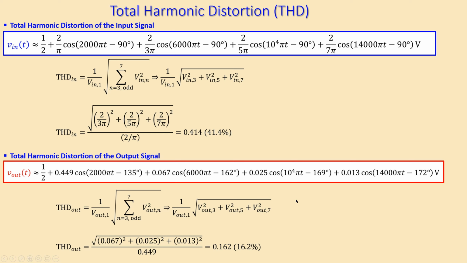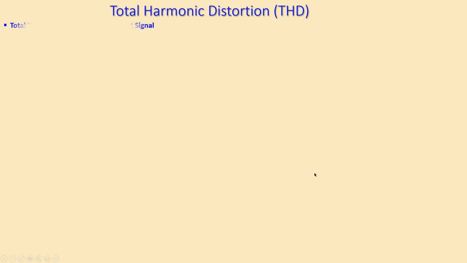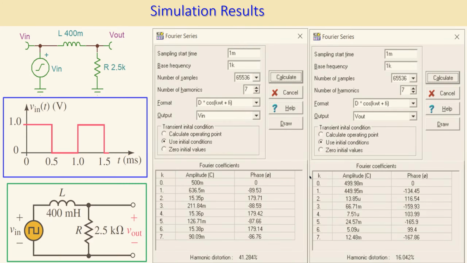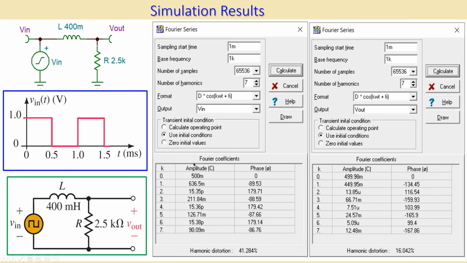So let's look at our simulations in SPICE. The simulation results, as said before, this is the simulation we have done in SPICE. This is the circuit I have generated in SPICE. This is the Vin, the input voltage, which is this waveform, of course. This is the inductor, 400 millihenries, and this is our resistor, 2.5 kilo ohms. This is the input voltage measurement point, and this is the output voltage measurement point. The waveform again, and also the original circuit.